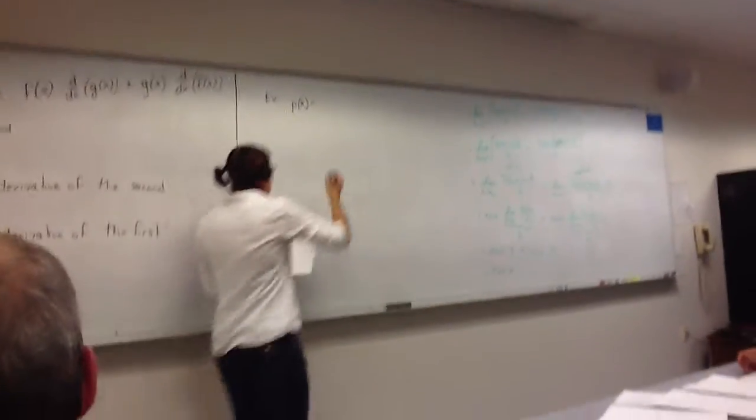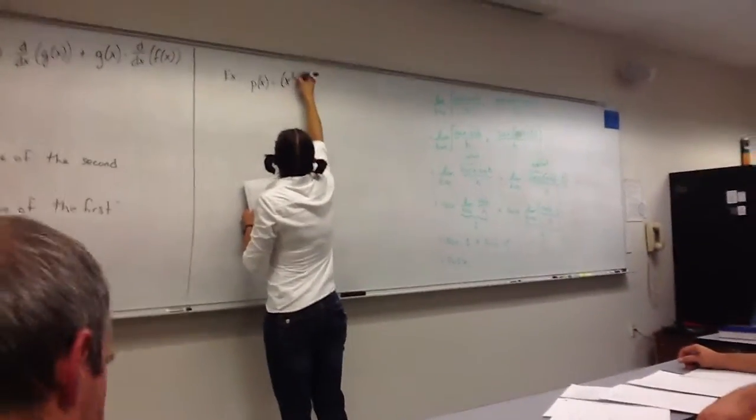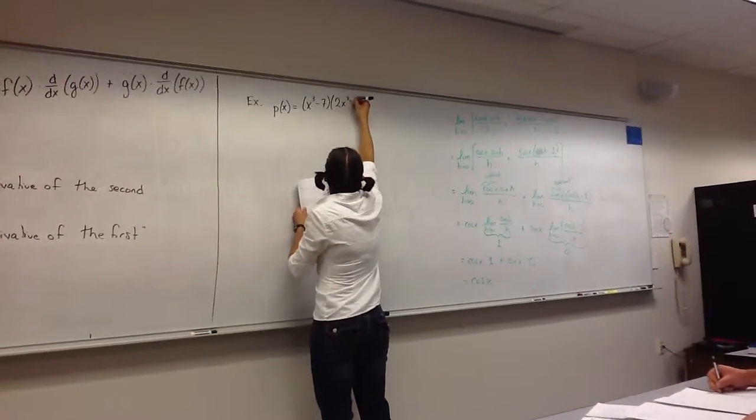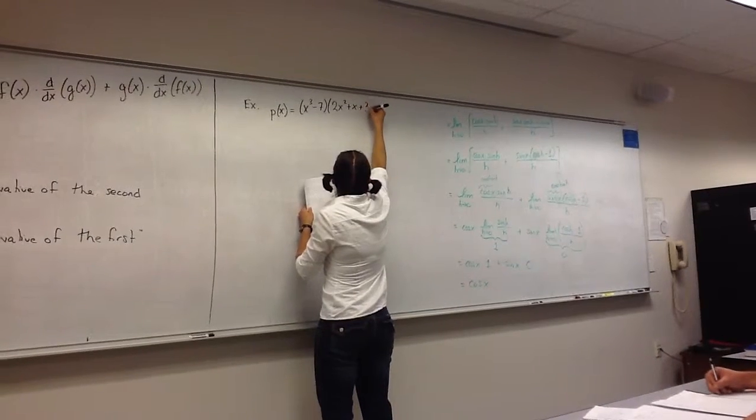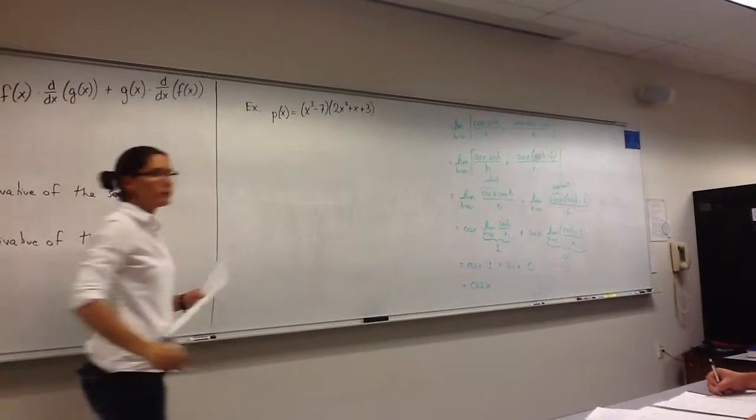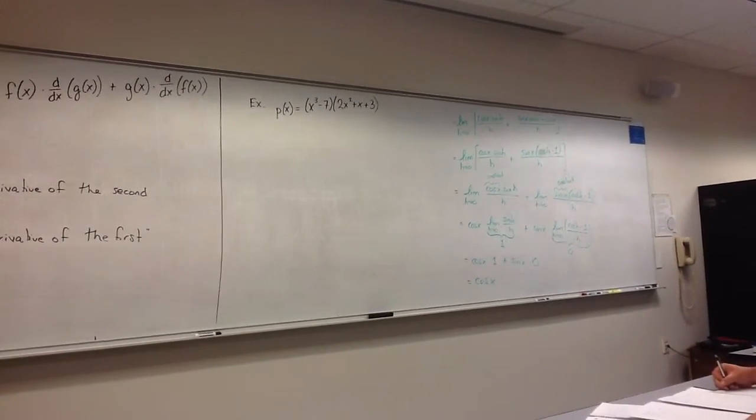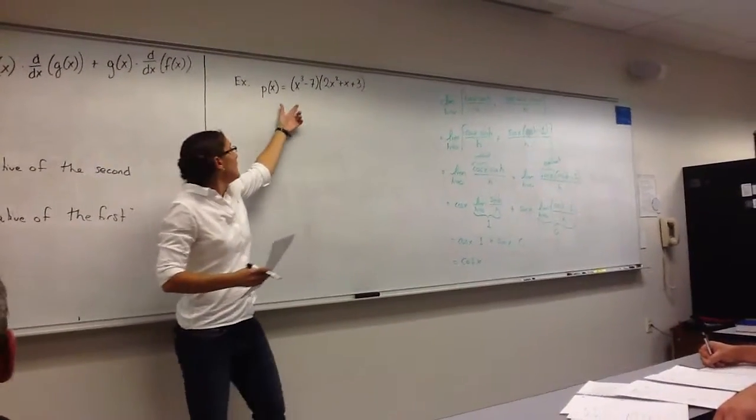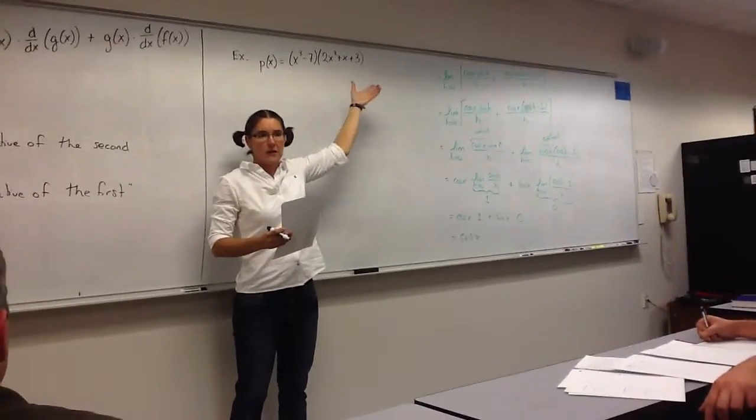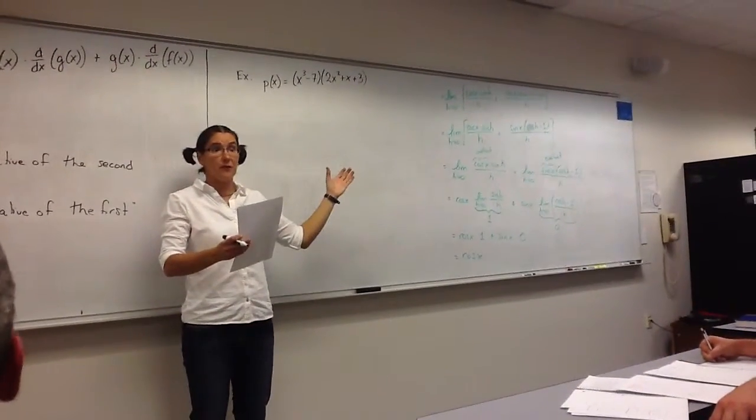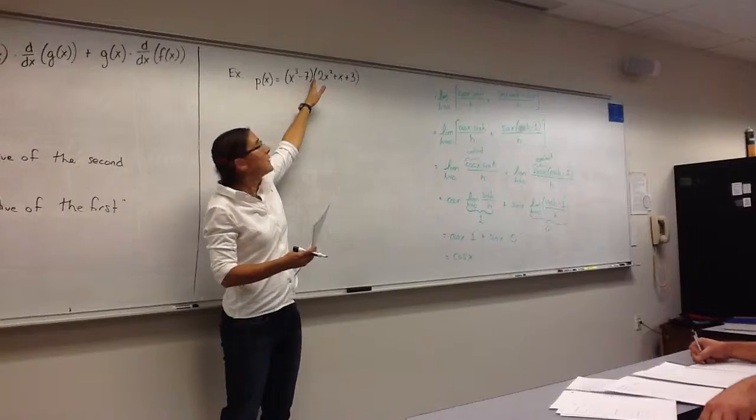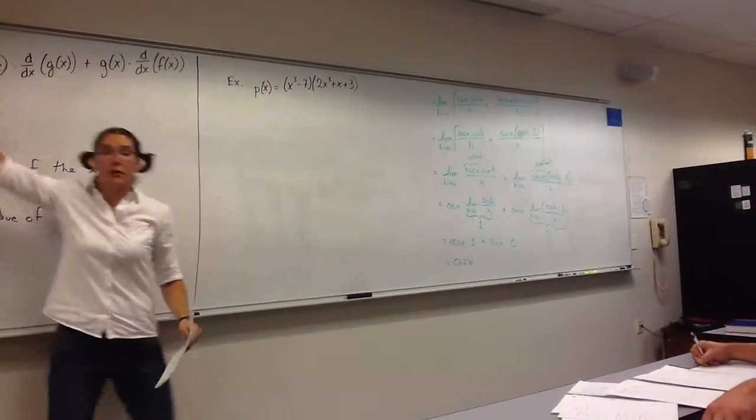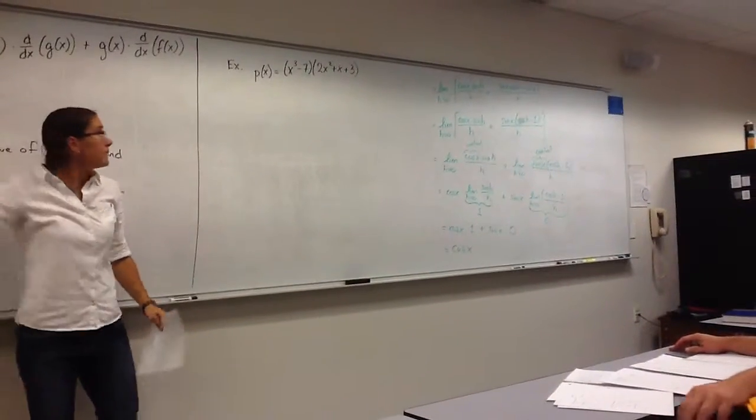For example, p of x is equal to x cubed minus 7 times 2x squared plus x plus 3. Okay, so when I look at this function, what I see is two separate sets of parentheses which are grouping together two separate functions. And the way that they're being combined is that they're being multiplied together. So this is a product of two functions. I'm going to use the product rule to calculate the derivative.